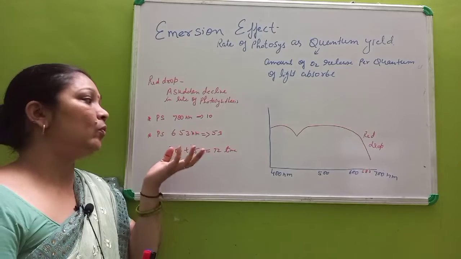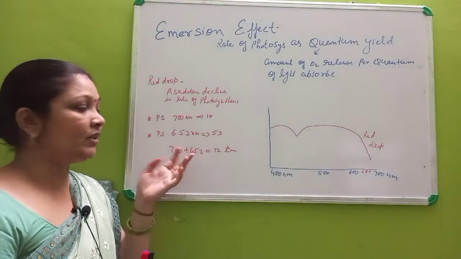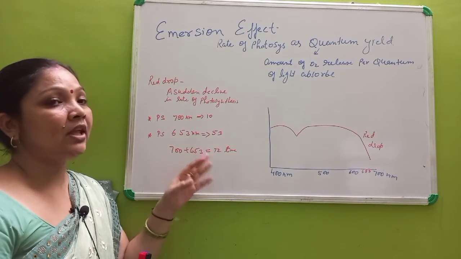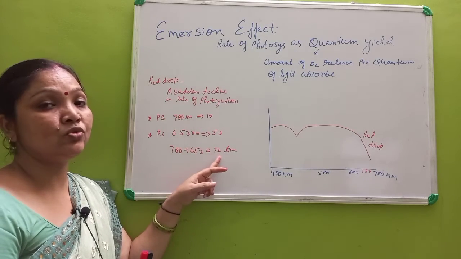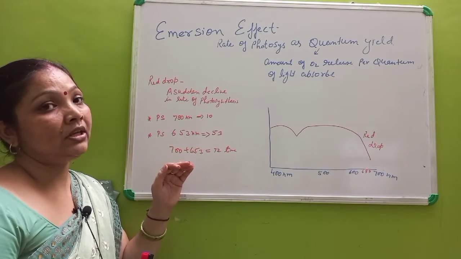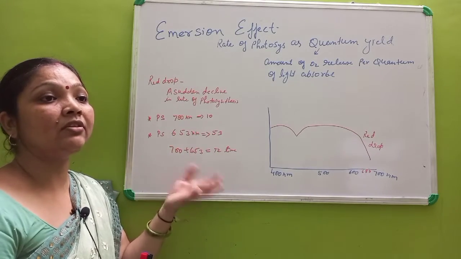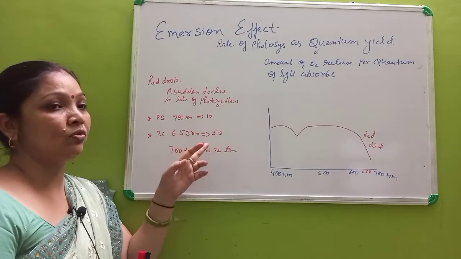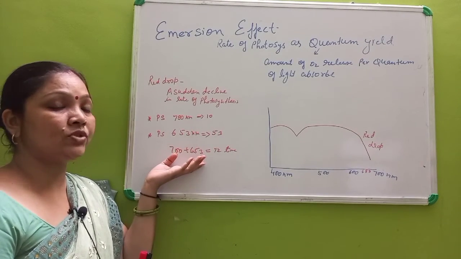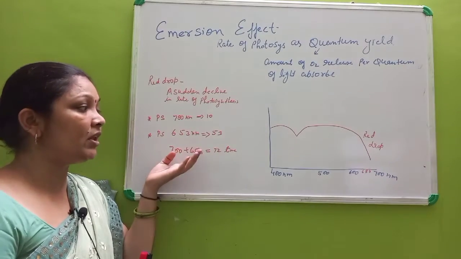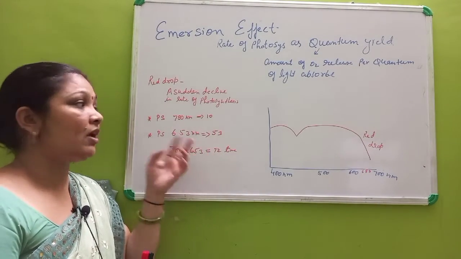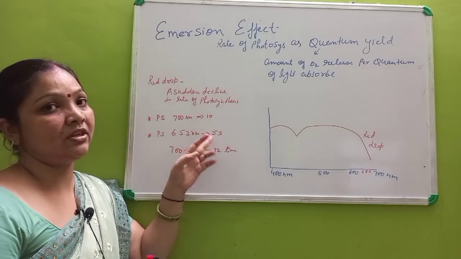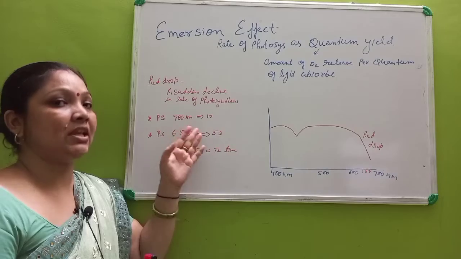But when they combined the two wavelengths, that is 700 and 653, and simultaneously exposed the plant, then the quantum yield is 72. It means the quantum yield, or the rate of photosynthesis, increased. This is not the sum of these two. When they expose the light simultaneously at these wavelengths, the quantum yield is 72. When they expose them separately, the quantum yield is 10 and 53. It means the quantum yield is less.